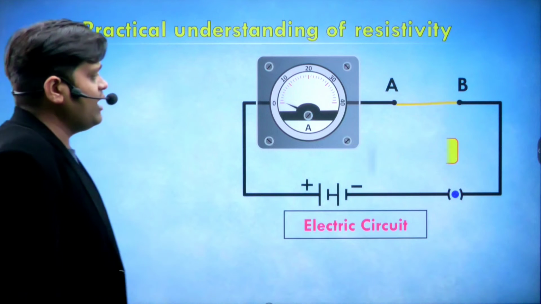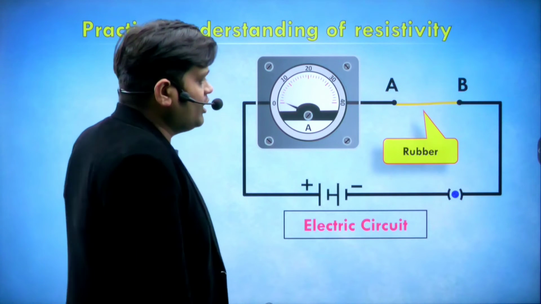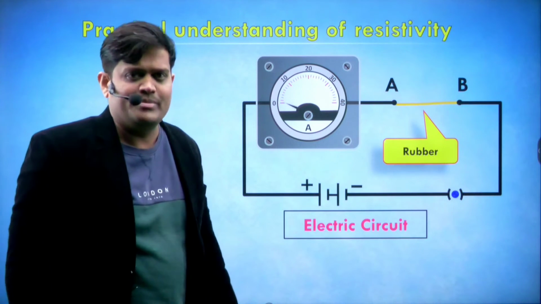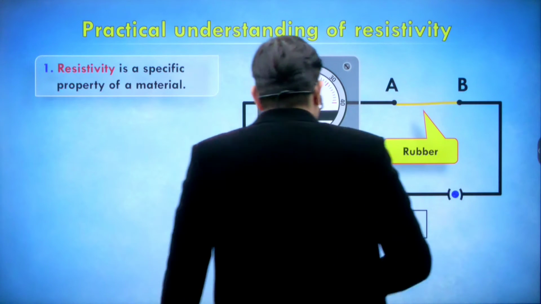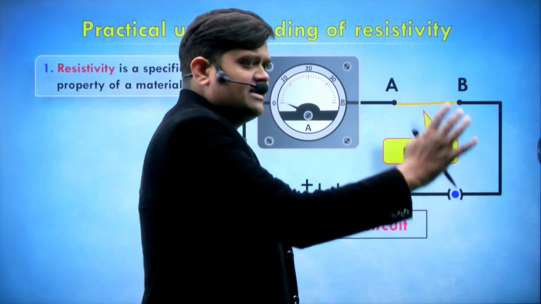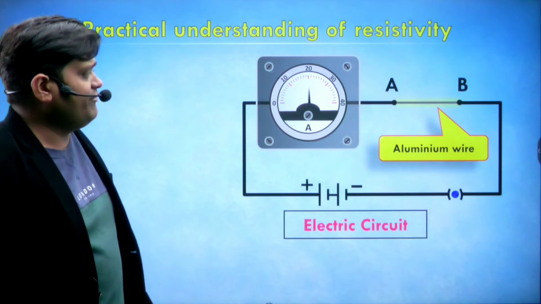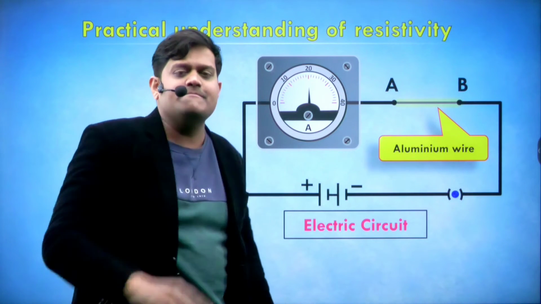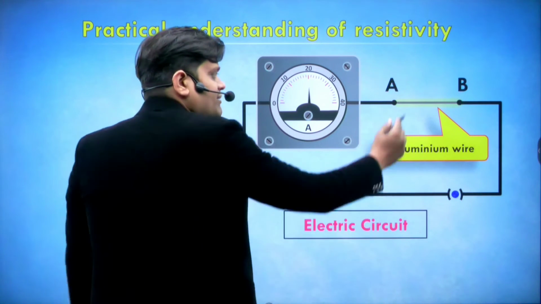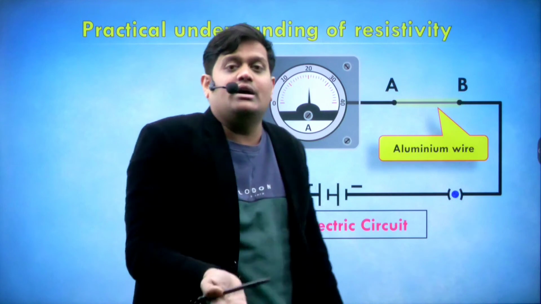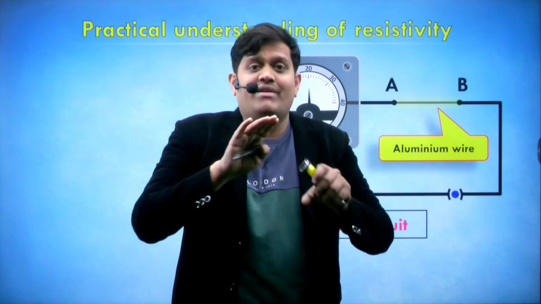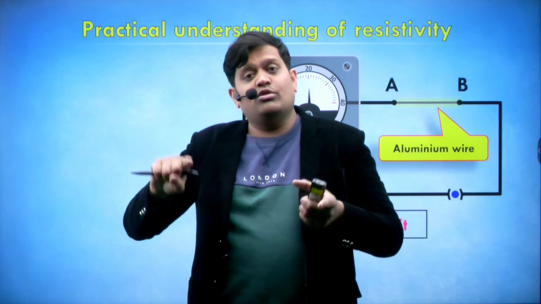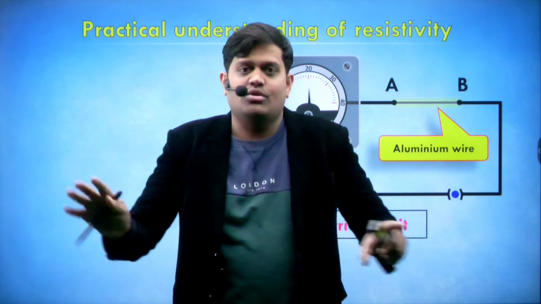Now if we have rubber, then what happens? Again we find there is no deflection. It means no current because it is an insulator. So by this we find that every material has a different resistivity. For example, the resistivity of the aluminum wire is fixed. If we increase the length of the aluminum wire, there is no effect on the resistivity. If the length increases, there is an effect on resistance, but no effect on resistivity.